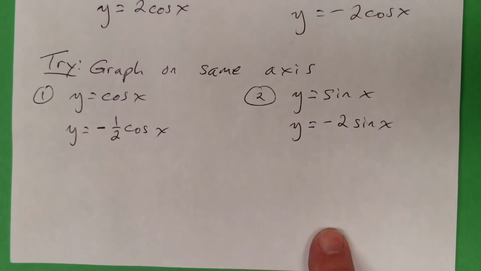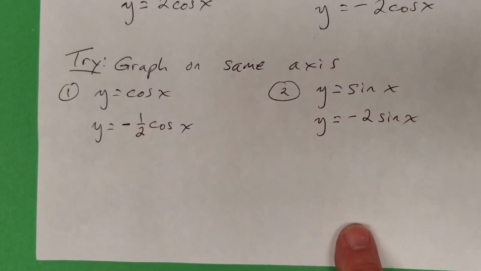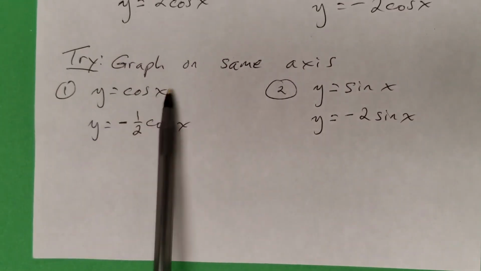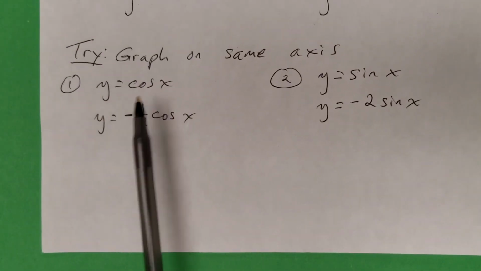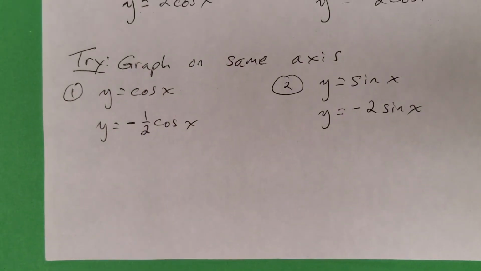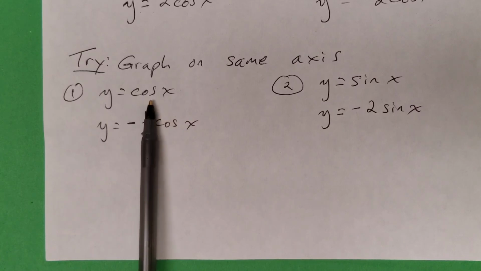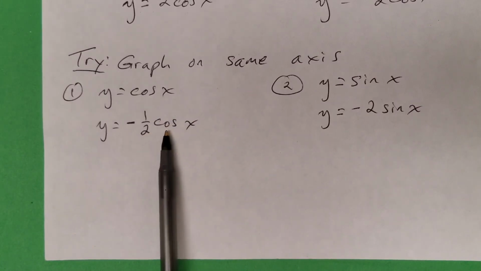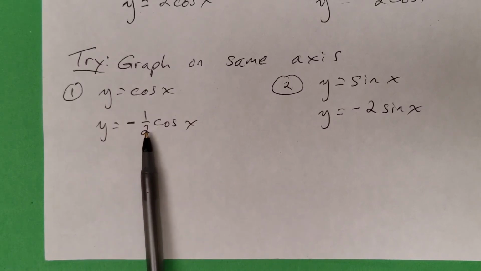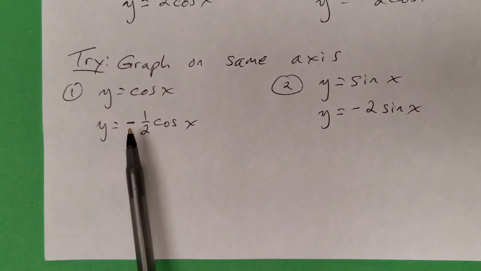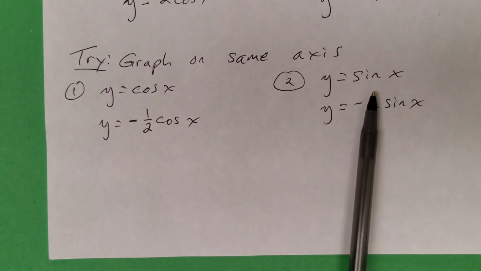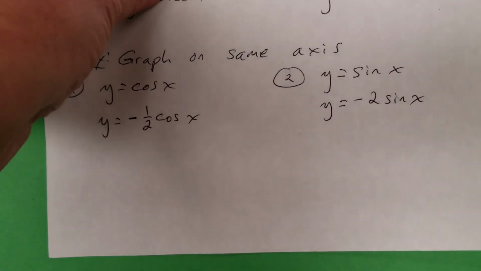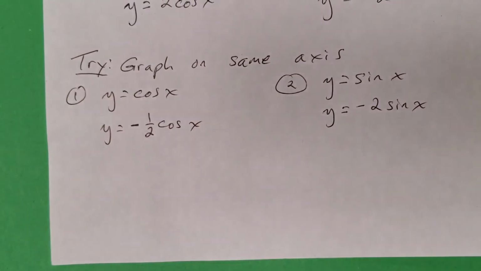Okay, so before I see you next time, try these. Just graph them on the same axes. Graph these two on the same axes. Make one of them dotted and one of them solid. So this is cosine x. Just copy the notes. What would negative half cosine x look like? The amplitude here is half, and it's flipped. Here's sine x. What would negative 2 sine x look like? Okay, I'll give you the answers next time I see you. More transformations.